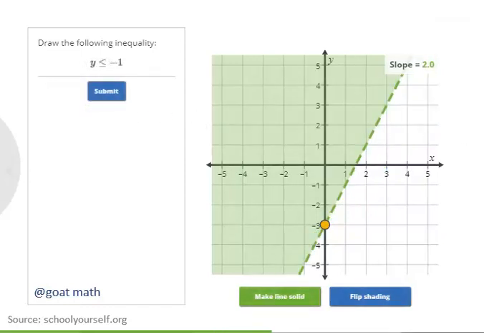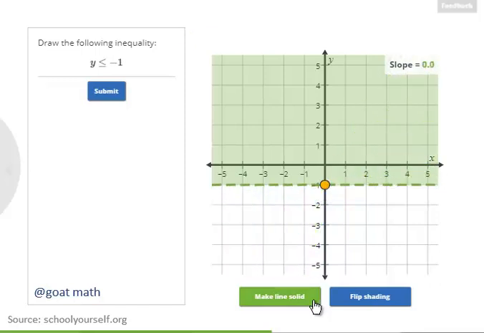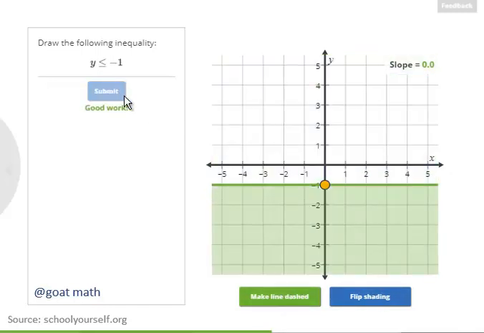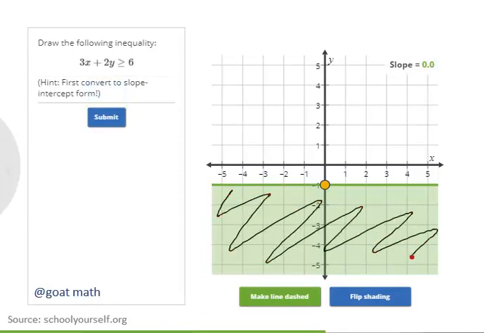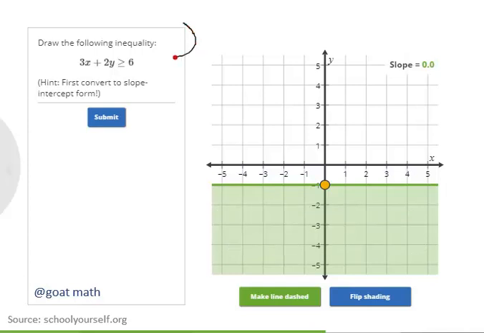Nicely done! Next, try drawing the graph for y is less than or equal to -1. Precisely, so these are all the points whose y-coordinates are less than or equal to -1. Makes sense, right? Okay, next, graph the inequality 3x plus 2y is greater than or equal to 6. And for this one, it might help to first rewrite this in slope-intercept form.